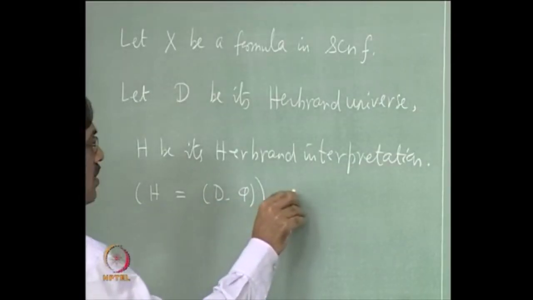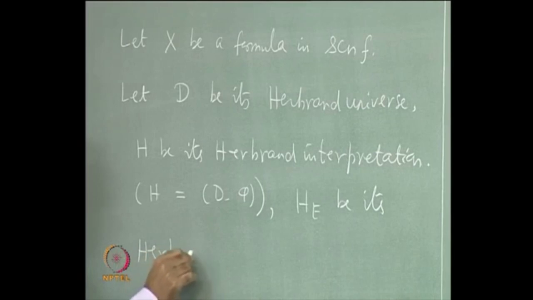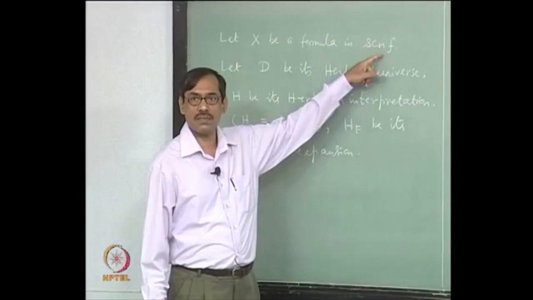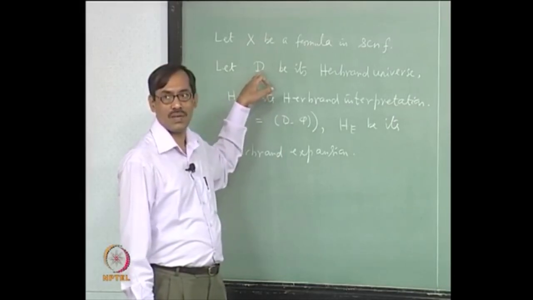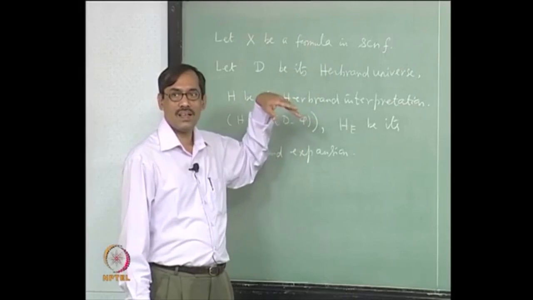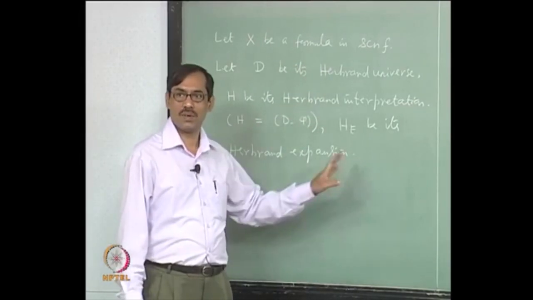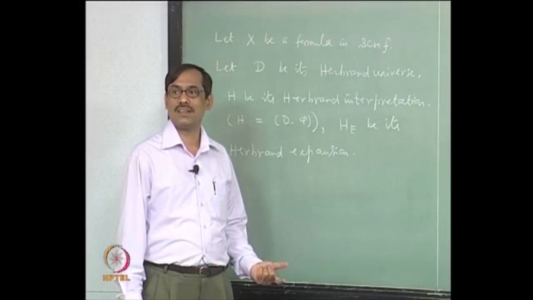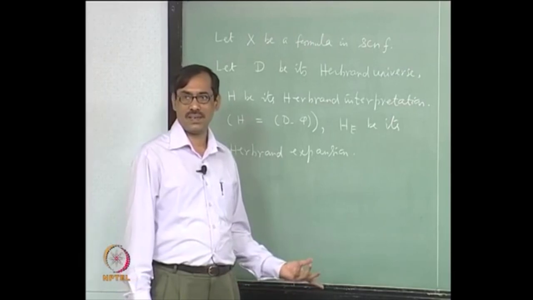Then we need also the Herbrand expansion. So, let H be its Herbrand expansion. We just get the Herbrand expansion from the SCNF X itself by substituting the variables with the elements from D, which are terms generated from the constants appearing in the formula and function symbols appearing in the formula. If no constant is there, we start with eta, some symbol we have started with. And if no function symbol is there, then eta is the only element in our domain D, right. If at least one function symbol is there, then the domain D will become infinite, it is denumerable, fine.